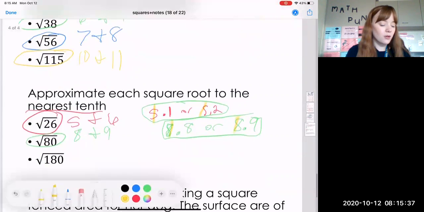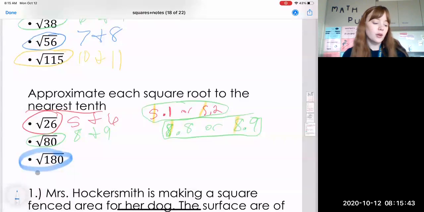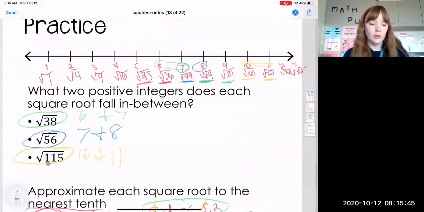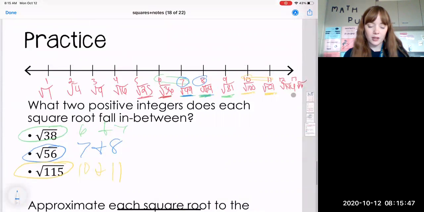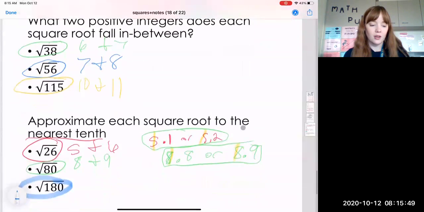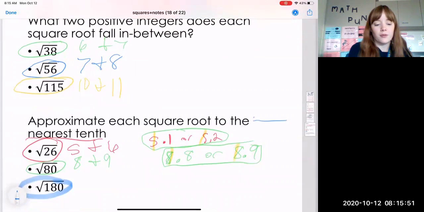Next example, do in blue. Square root of 180. So I don't think our list up here goes that far, so we're going to need to add a number line from 13, 14, and 15. Square root of 169, square root of 196, and the square root of 225.